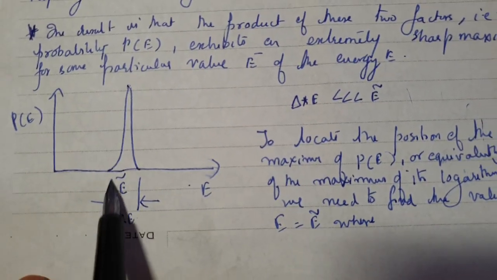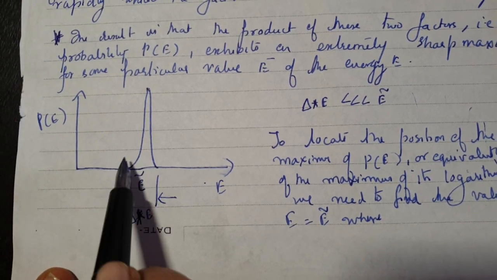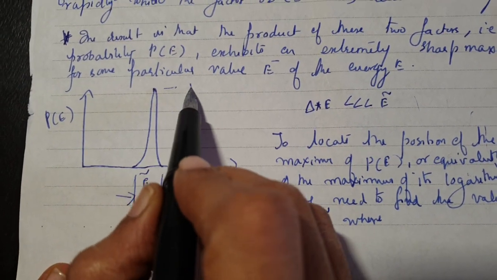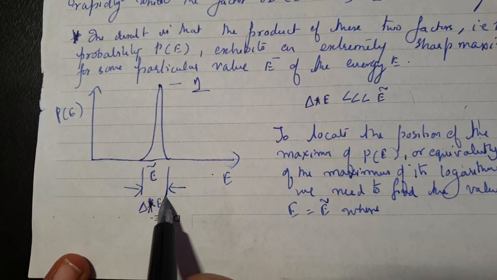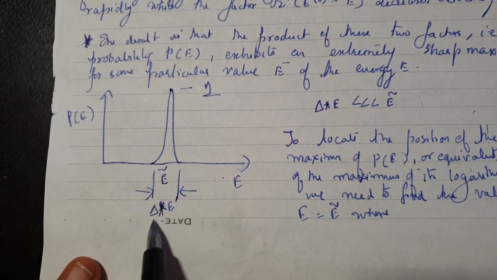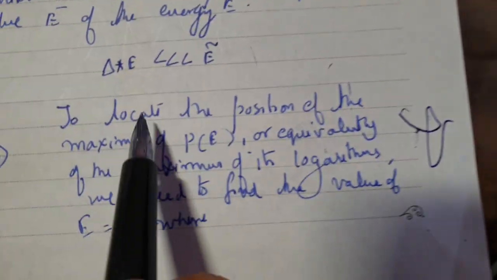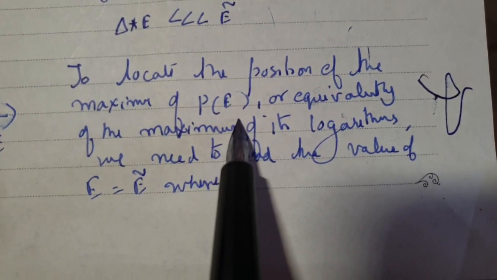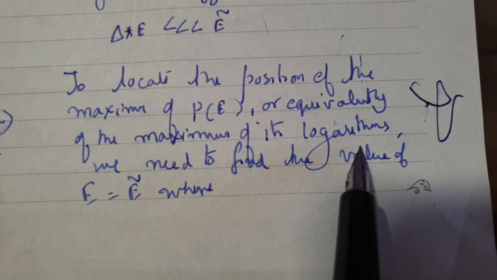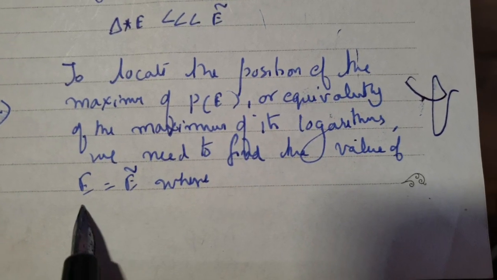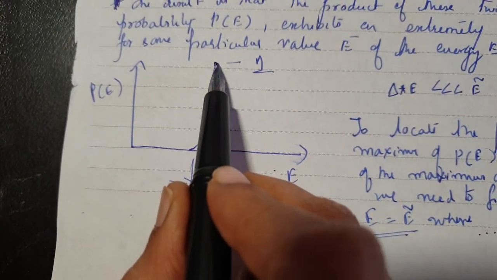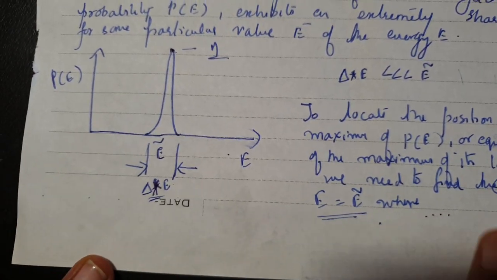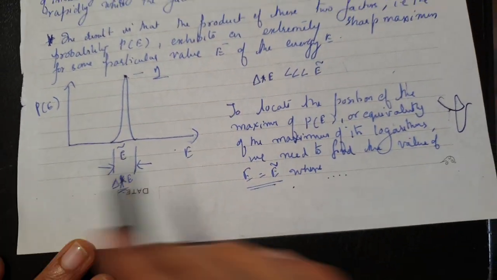So this is the total average energy at which the probability is maximum. This is that point, and around this region, that average energy, there is one point. To locate the position of the maximum of P, or equivalently of the maximum of its logarithm, we need to find this value. Why do we want to find this position? Because of that we have to find this. It is much easier to take logarithms, because our numbers are so huge.